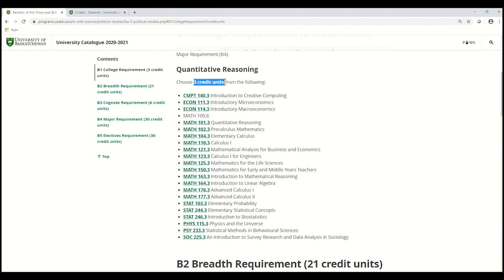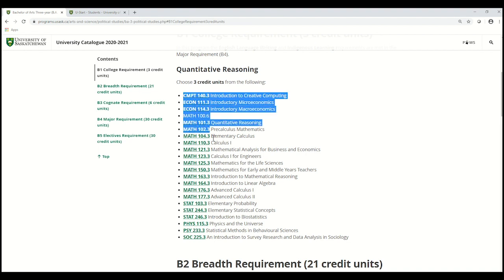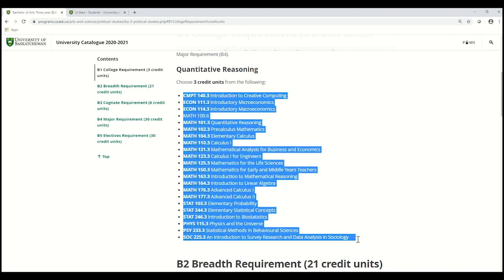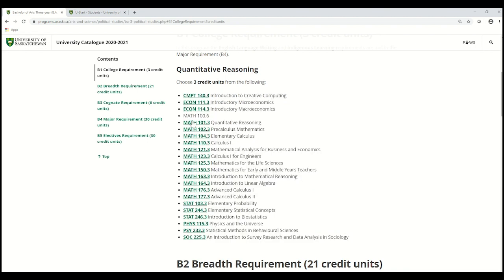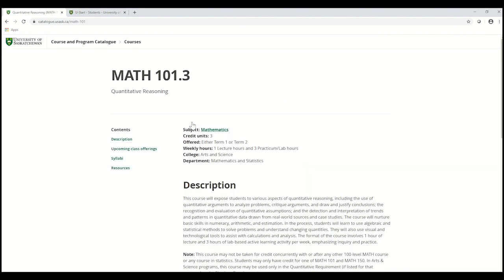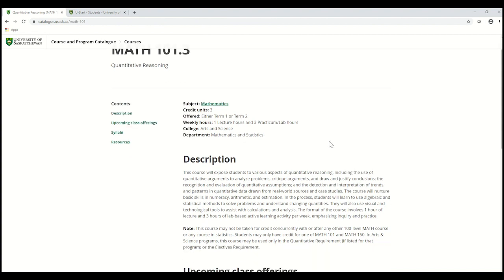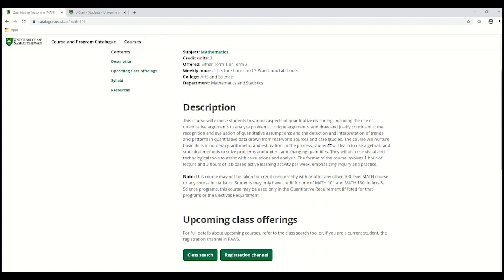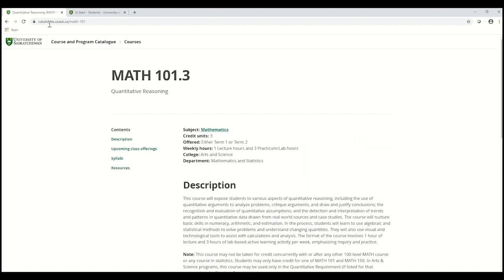First of all, it's only 3 credit units for a political studies major, and it could include any one of these classes. There are some statistics classes, there are some math classes, there's this quantitative reasoning class, which is new this year. It's an excellent course, really hands-on, real-world, case studies based. It helps with reasoning statistically.